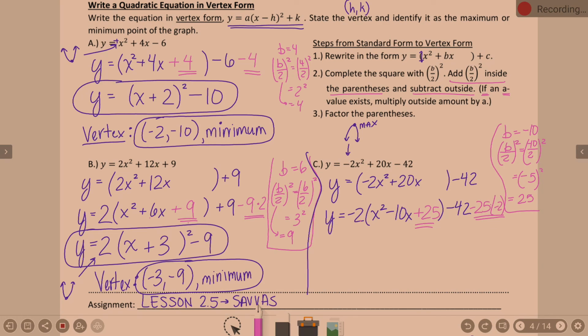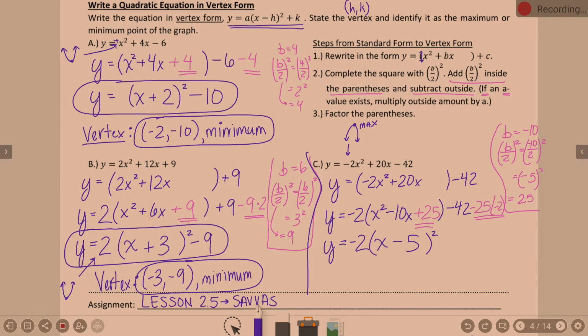Okay, let's factor. The -2 stays out front. I'm factoring x squared. The square root of x squared is x. The square root of 25 is 5, plus or minus 5. We're going to use the minus 5 because the 10 is negative. Or ask yourself, what multiplies to be 25 and adds to be -10? That's -5 and -5. So the -2 out front, x minus 5 squared.